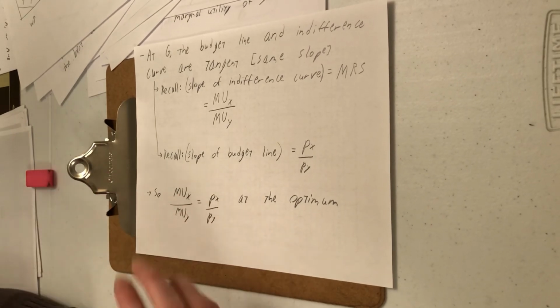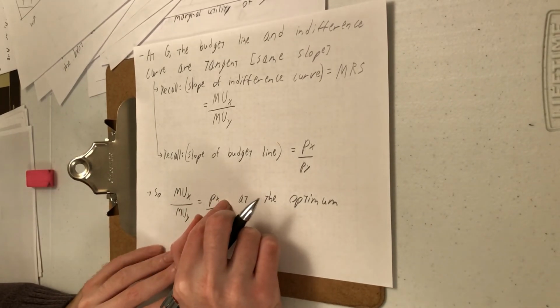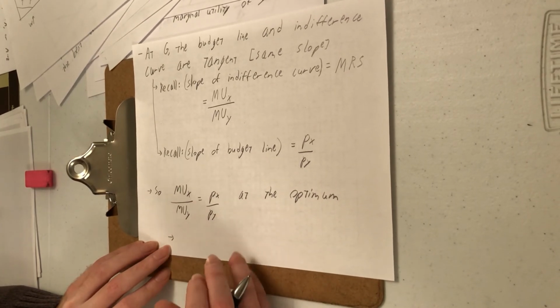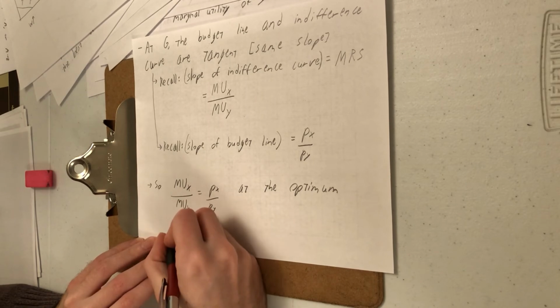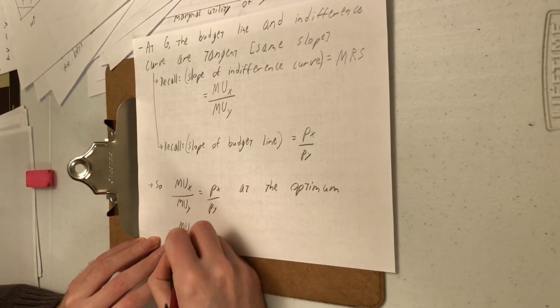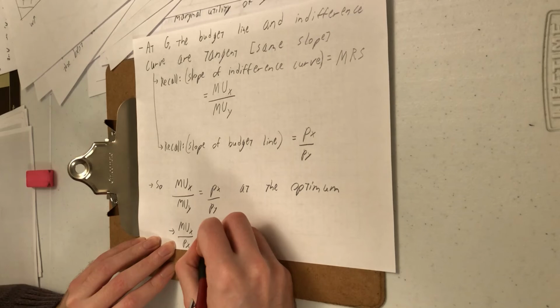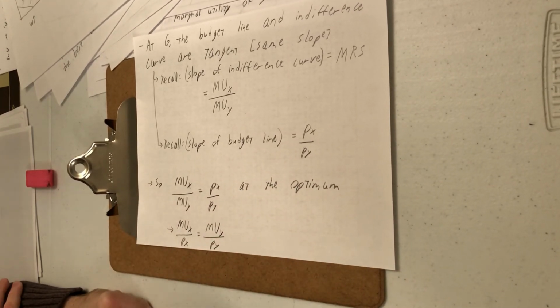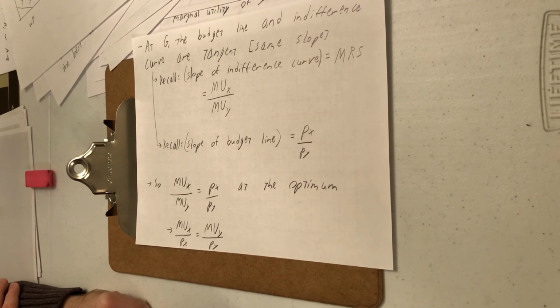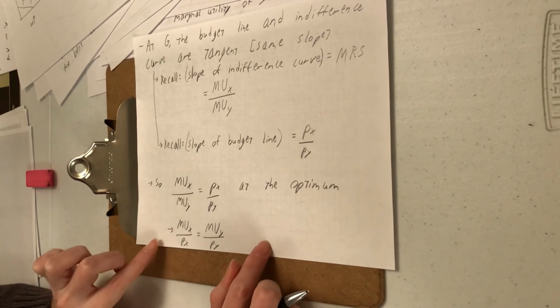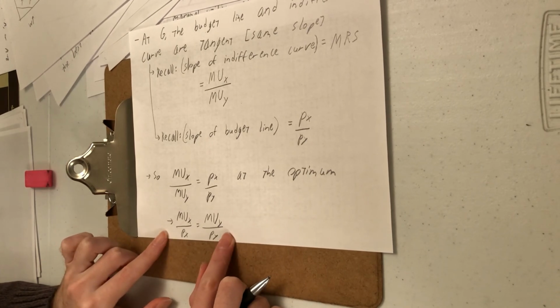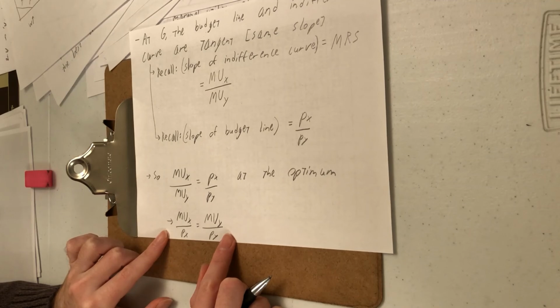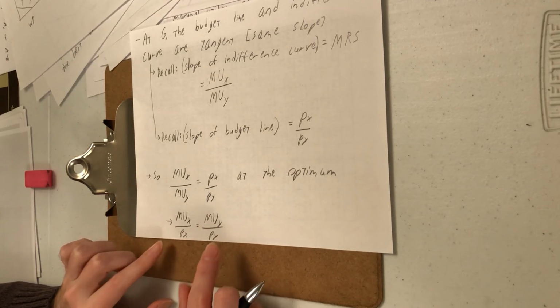If you reshuffle this a little bit, let's say we divide both sides by px and multiply both sides by muy, what you get is mux over px equals muy over py. An equation that may look familiar. You saw this one way back in Chapter 16. This was our rule for optimal consumption.